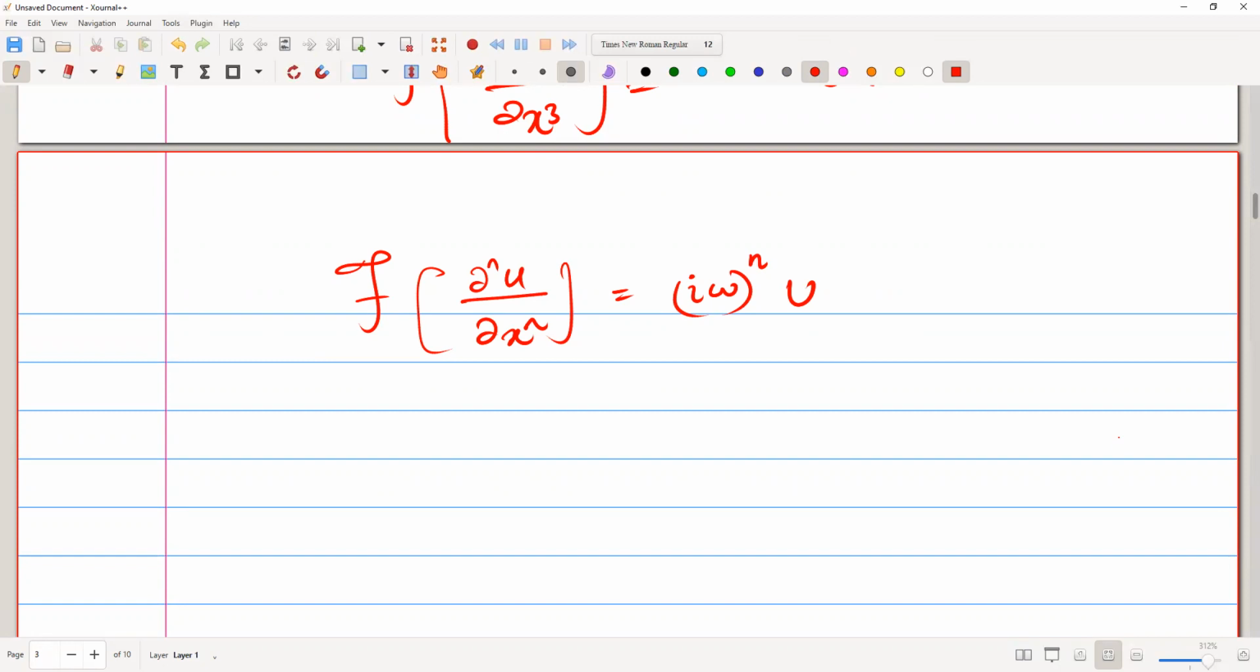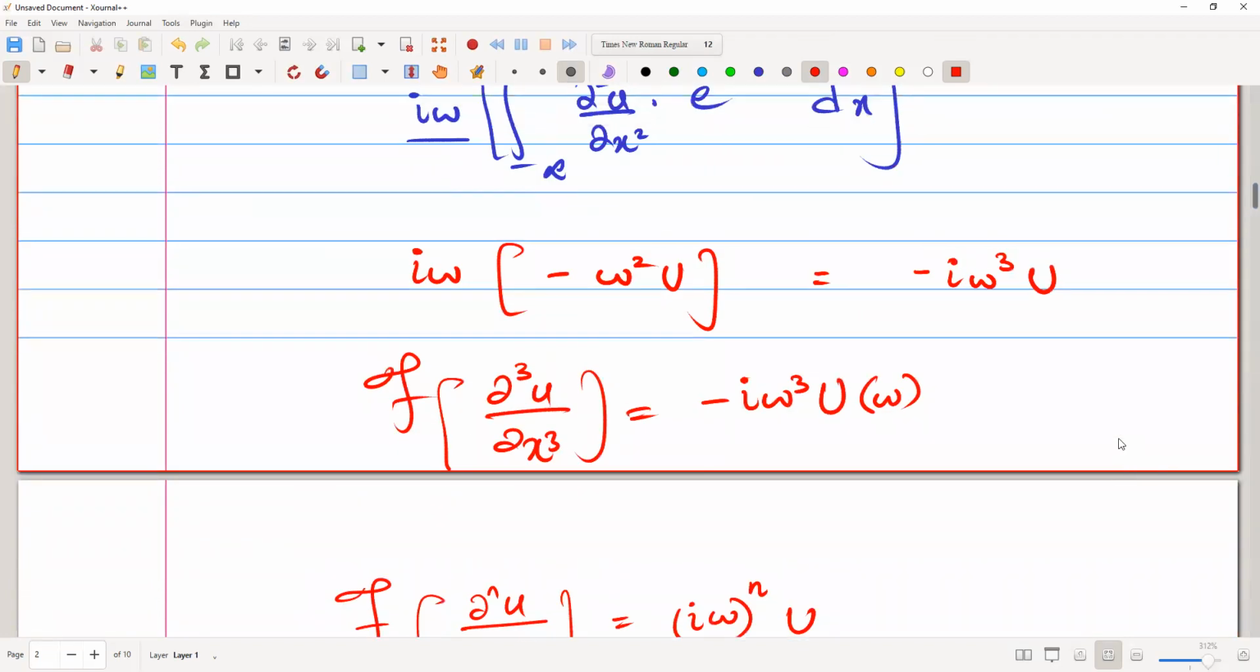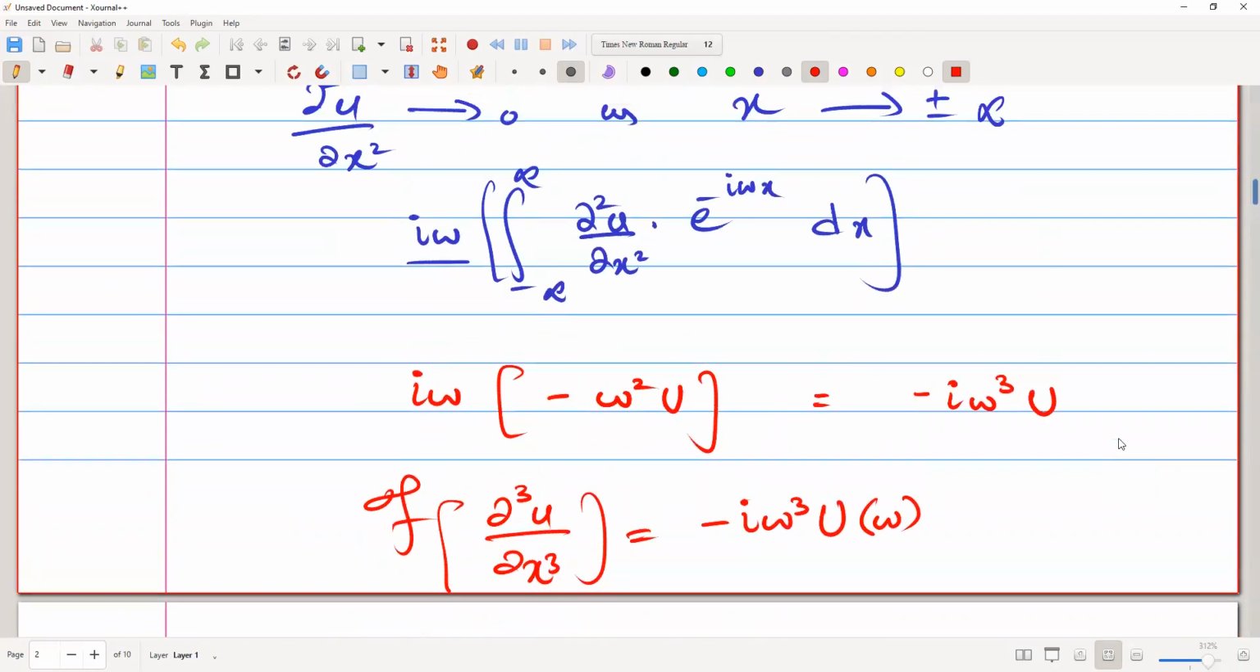So now it's easier. If this problem arises anywhere, we can simply apply the Fourier transformation here, and we can write it as simply this thing, right? So it's actually, let's see what happened here.